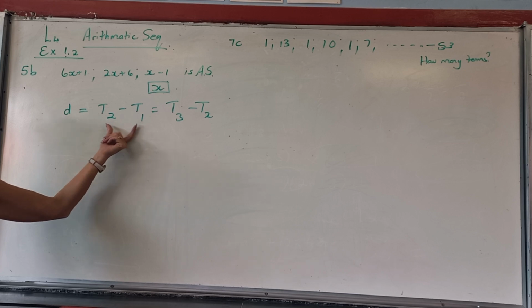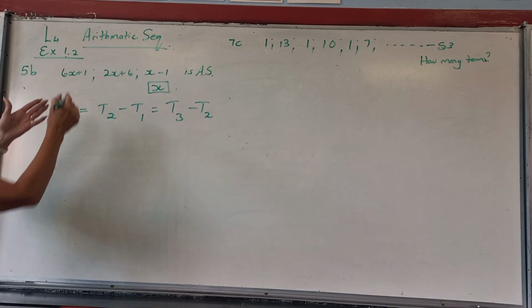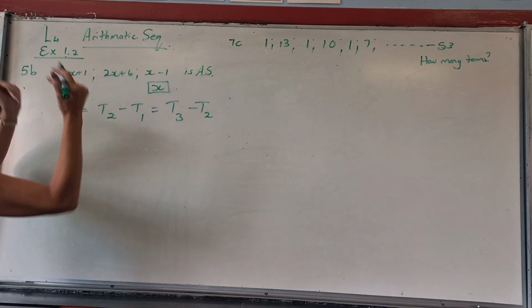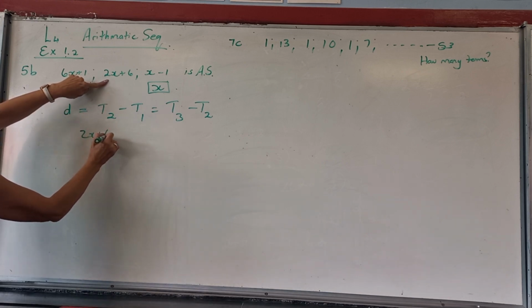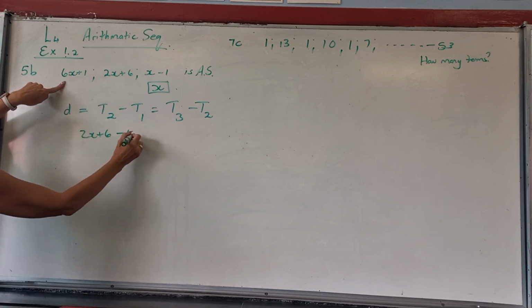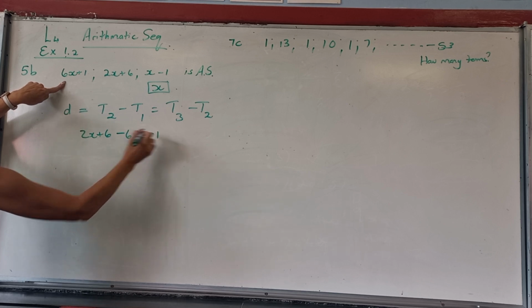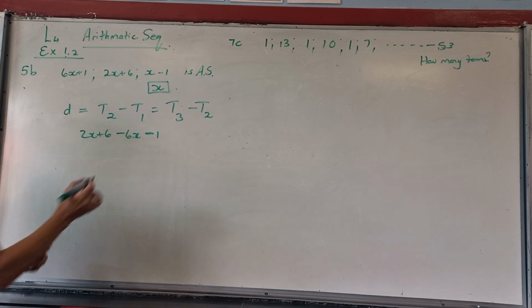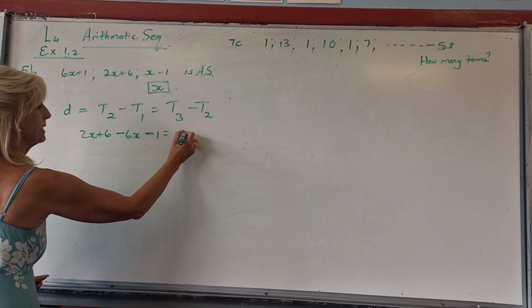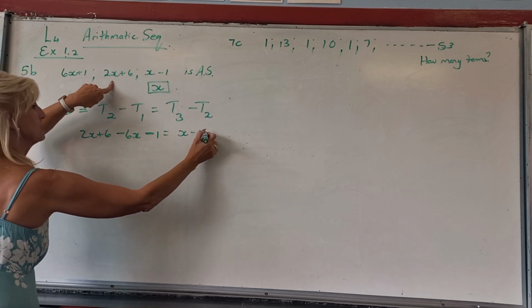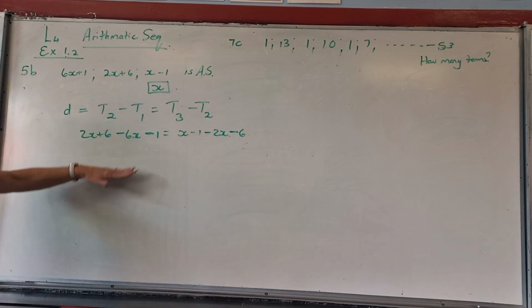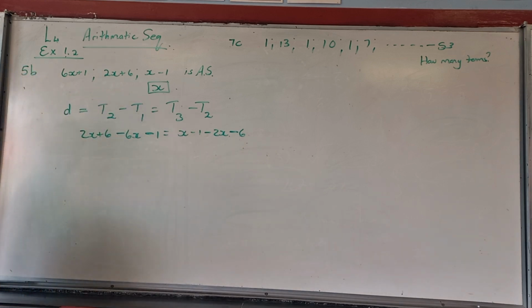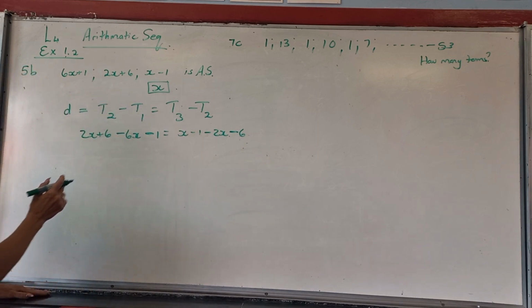So with the constant differences, you're doing exactly what we've been doing all along when we started off the year. We're saying 2x plus 6 minus (6x minus 1). If you want to still put it in a bracket, you can. And it's going to be x minus 1 minus (2x plus 6), and we're solving a linear equation to find x.